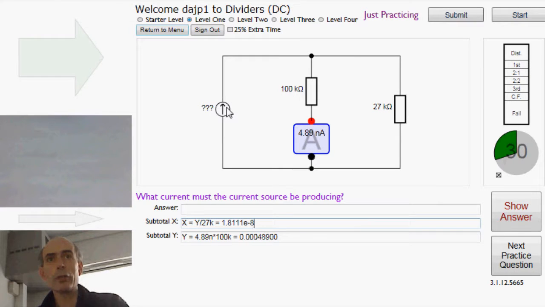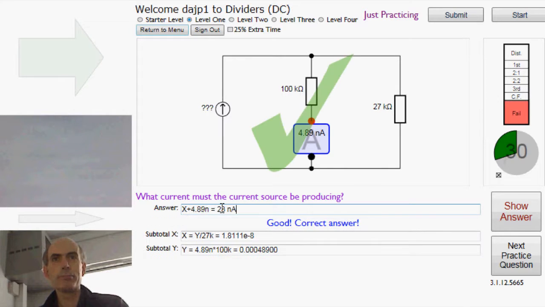Apply Kirchhoff's current law, the current flowing down through here, which we know, 4.89, plus the current flowing down through here, which we've just worked out, must equal the current being produced by this current source. So the current source must be producing this current that we've just worked out, that's in X, plus the current that this ammeter is measuring, 4.89 nanoamps. Fine. Next.